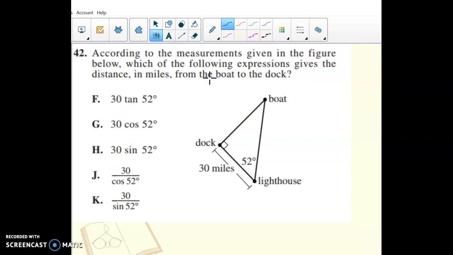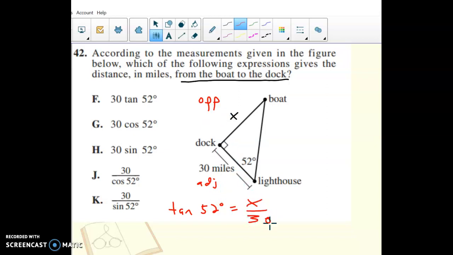Okay, so we want an expression for the distance in miles from the boat to the dock. So boat to the dock would be right there, and we're just going to do an expression. If we were solving it, here's our reference angle, and our sides would be the opposite leg and the adjacent leg. So that would become tan. We would say the tan ratio for a 52-degree angle has to equal opposite over adjacent. So our opposite is x and our adjacent is 30. That would be our setup, and you can see that doesn't match any of these, but we could solve this for x.